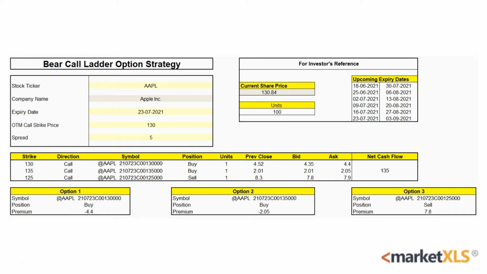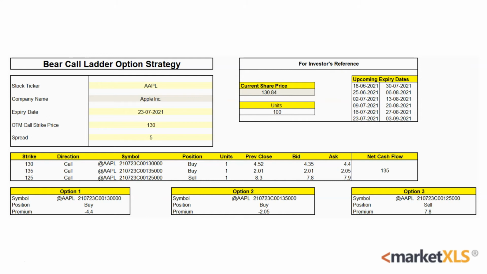And for the purpose of this video, we'll be using Apple. Expiry date as 23rd July. We'll be buying an out-of-the-money call at 130 strike price, and the spread is 5. And now in order to hedge our position, we'll go long on the at-the-money and out-of-the-money call option and short on the in-the-money call option.